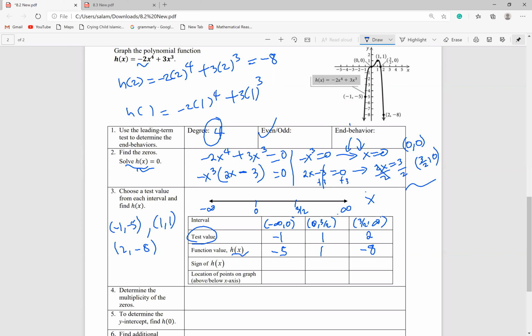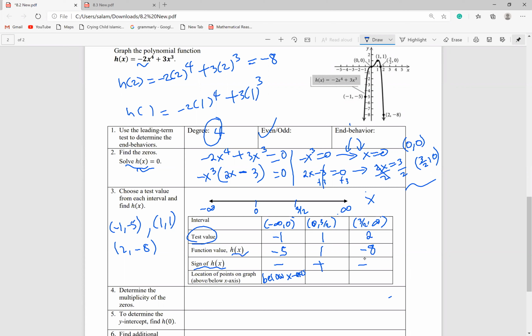Okay, so those are points we are going to use. Then we asked about the sign of h of x. So this is just saying the sign of this. This is going to be negative, this is positive, and this is negative. And what does that mean? That's just telling us the position where our point is going to be, because h of x here is negative, which means that we're going to be below the x-axis.